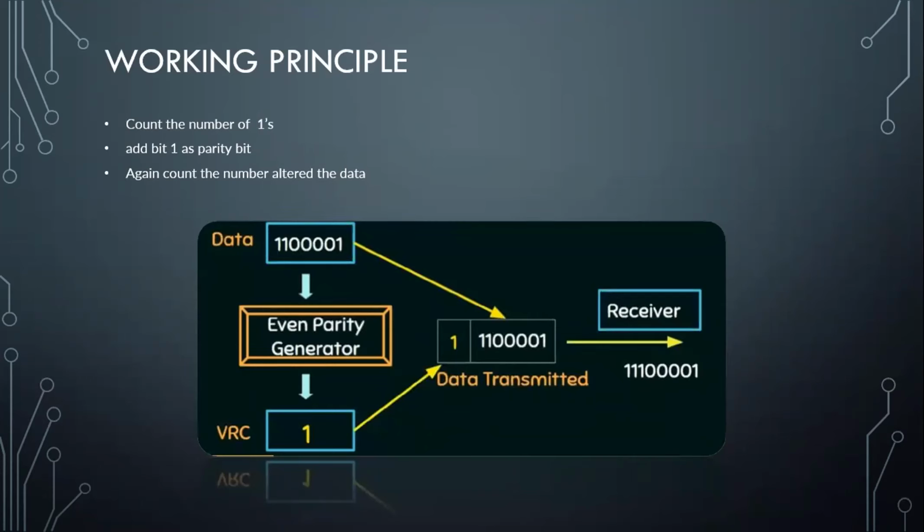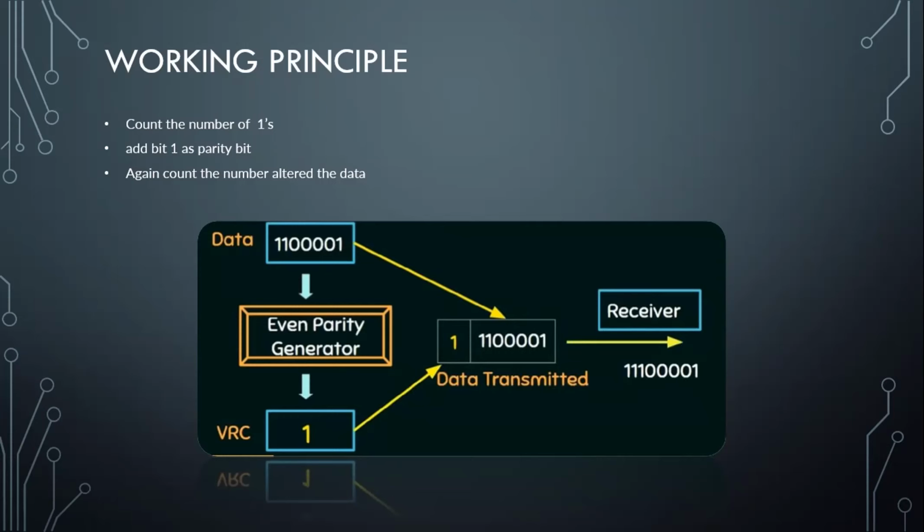Let us consider a set of data is 11000001. Here, if we count the number of 1s, we can see there is an odd number of ones. So, if we add this data to an even parity generator, here the one is a PRC bit. If we add this with the data, now the number of ones is even in the data.